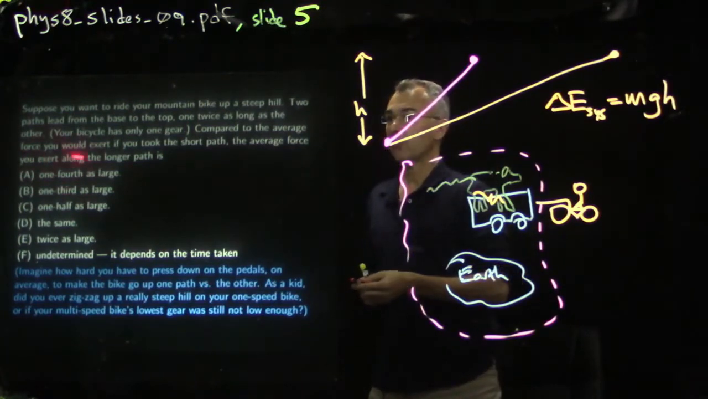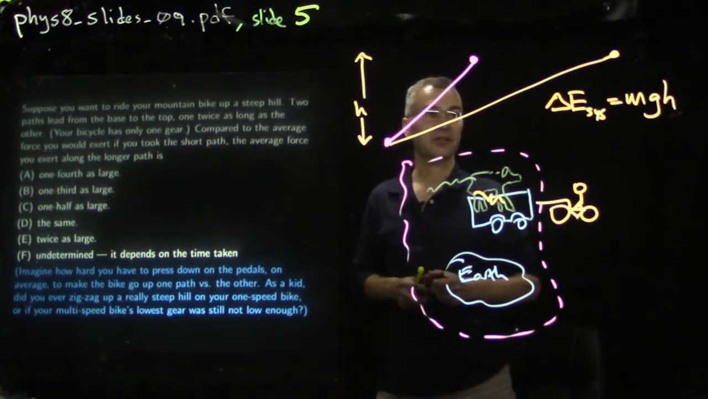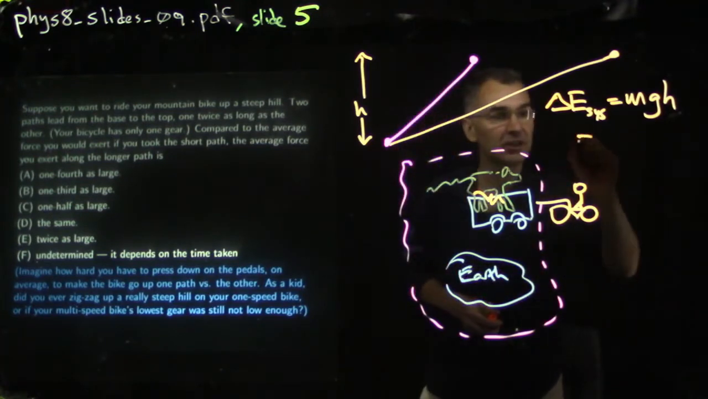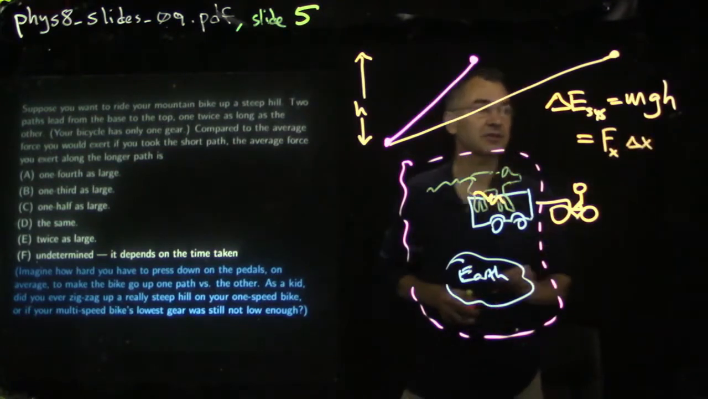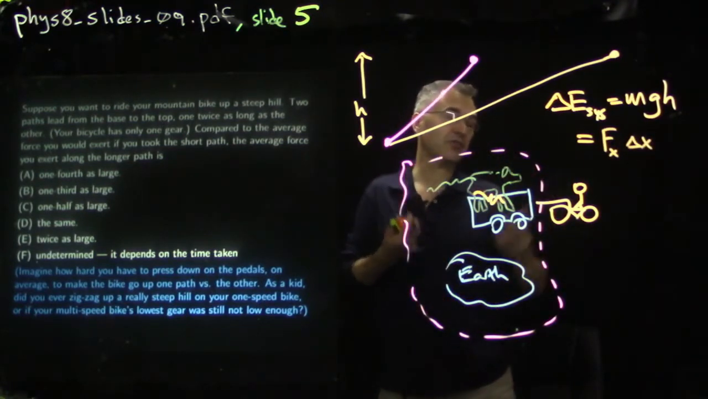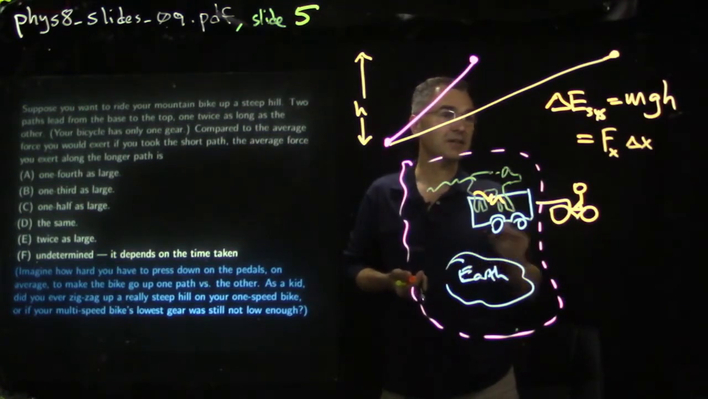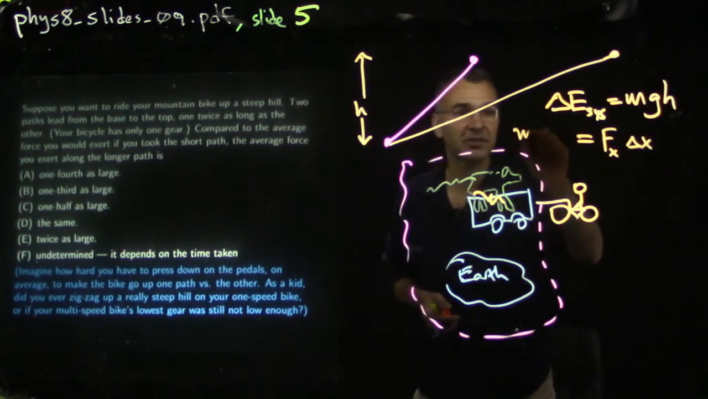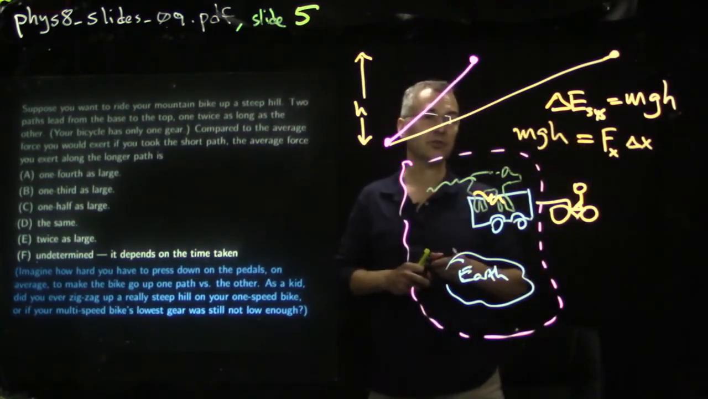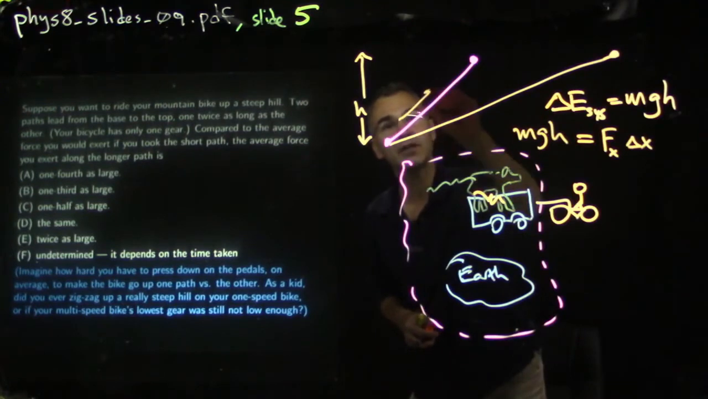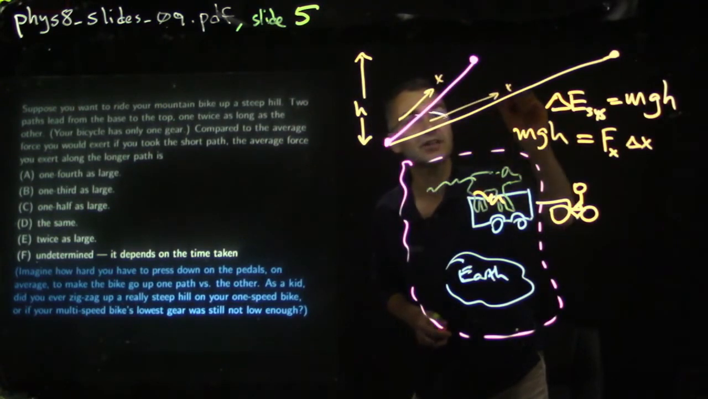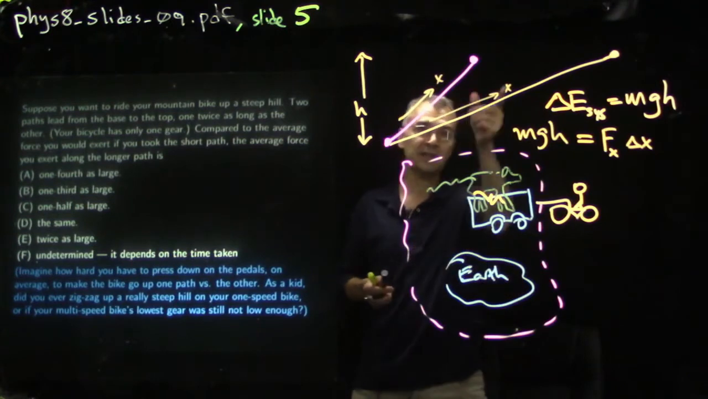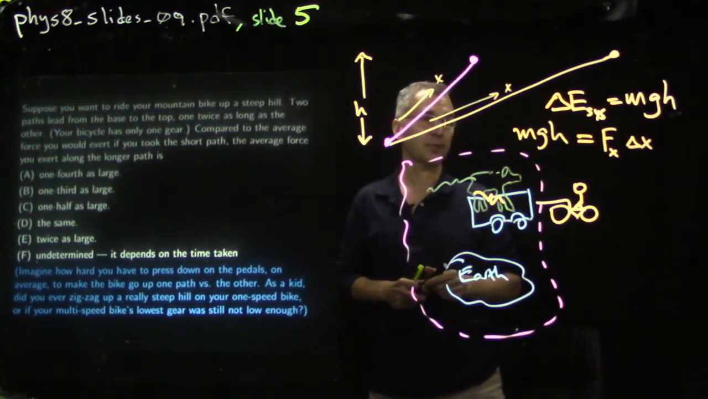So compared to the average force you would exert if you took the short path, what is the average force you exert along the longer path? The average force times the distance traveled, the displacement, must multiply to the same product. Basically this change in energy has to equal the force that I exert times the displacement. In one case this is the x direction, and in the other case this is the x direction. So the x direction will just be the direction I go up the hill.